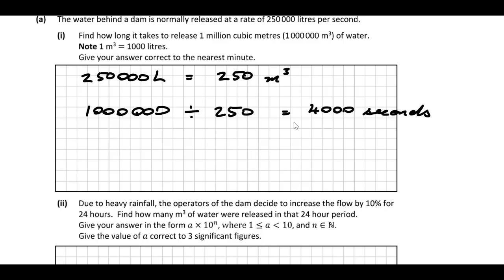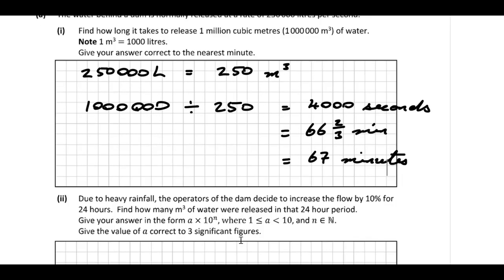What do we have to give it to? The nearest minute. So we've got to convert 4,000 seconds into minutes. So we're going to divide by 60, and that will give us 66.666, so 66 and 2/3 minutes. So that is to the nearest minute, that's going to be 67 minutes. Okay, so that's the first part. Let's have a look at the second part then.